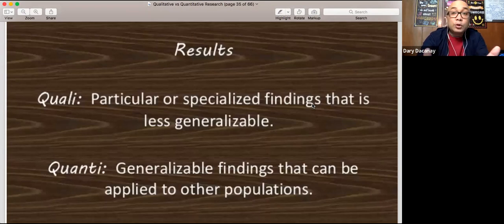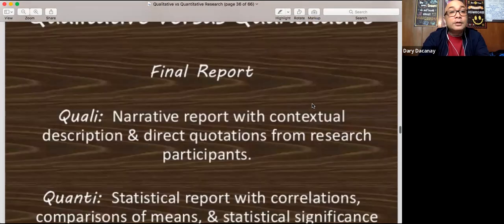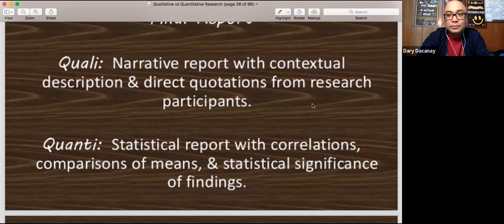And in terms of the results between the two designs, in qualitative, findings are less generalizable, while in quantitative, findings are generalizable and can be applied to other populations. Okay, and in the final report for qualitative, the narrative report. Yung report ninyo, like ano-ano yung mga sinabi ng mga participants mo na na-code mo na at na-categorize mo na into themes in answering those research questions. So yon ang mga sagot nila, you're going to put it into the narrative report later on. Parang ikukwento mo yon, that based on what the participants said, majority of them, ganito, but a couple of them said that blah, blah, blah.